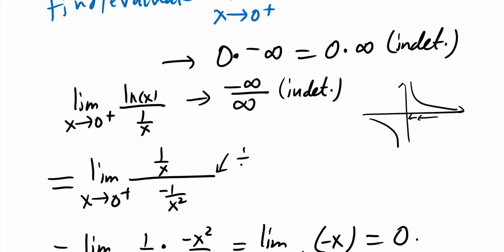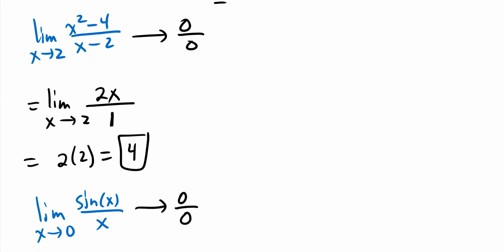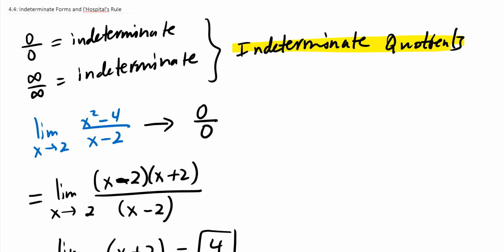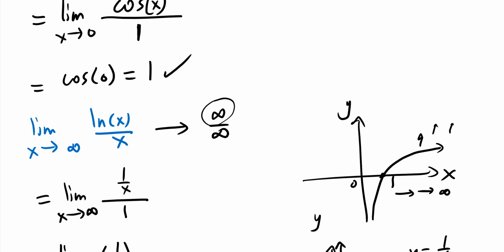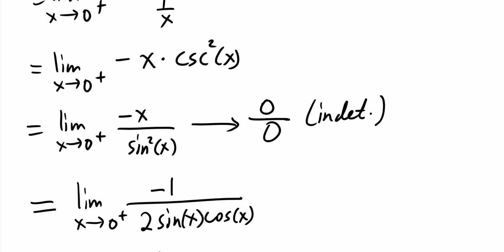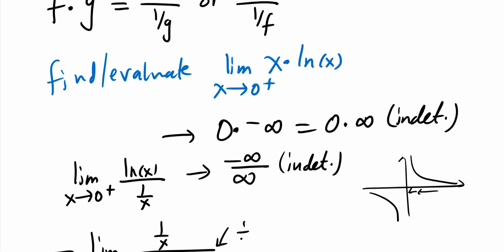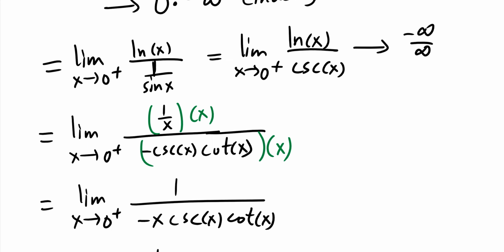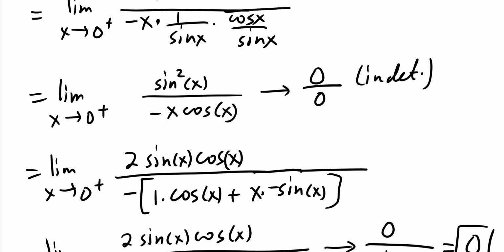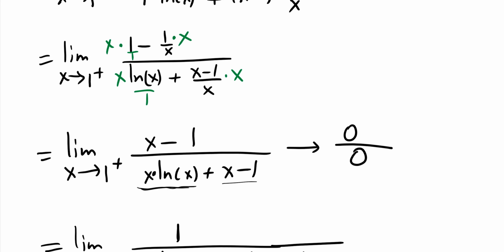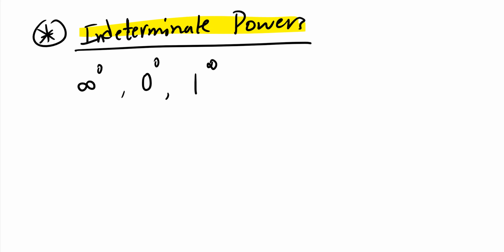Let's count them. We started with 2 of them that we already saw in previous sections, 1, 2. And then we got to infinity times 0 and infinity times infinity. That's another 2, that's 4 of them. And then we have infinity minus infinity, 5. And the last 3 here, we call them powers: infinity to the 0, 0 to the 0, and 1 to the infinity, the 3 of them.